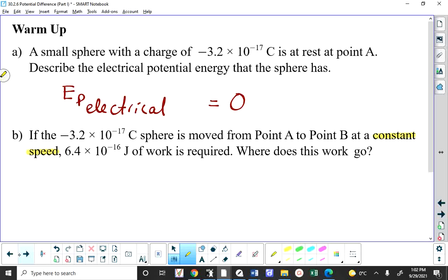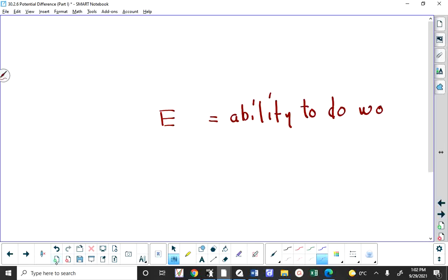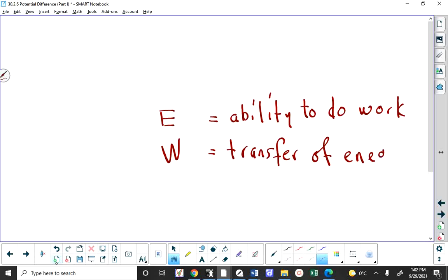Well, work is a transfer of energy. This is from Physics 20. This is really fishy. Energy equals the ability to do work, and work is a transfer of energy. These two definitions of work and energy are kind of circular.